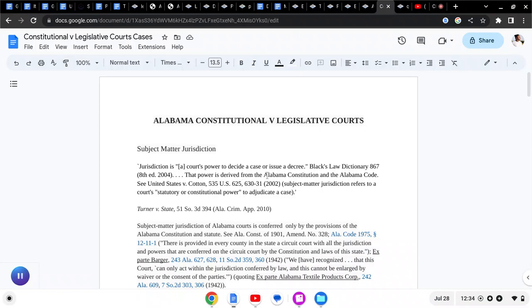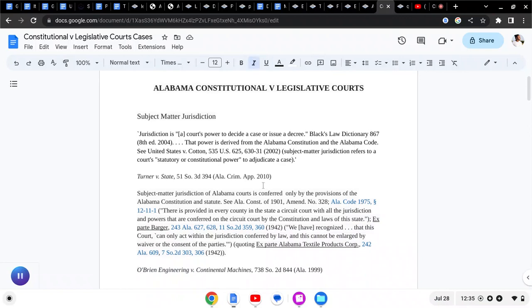That power is derived from the Alabama Constitution and the Alabama Code. The code is where the statutes are. Subject matter jurisdiction refers to a court's statutory or constitutional power to adjudicate a case. Subject matter jurisdiction of Alabama courts is conferred only by the provisions of the Alabama Constitution and statute. There is provided in every county in the state a circuit court with all the jurisdiction and powers that are conferred on the circuit court by the Constitution and laws of this state.